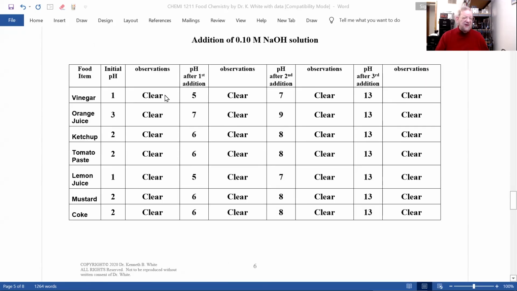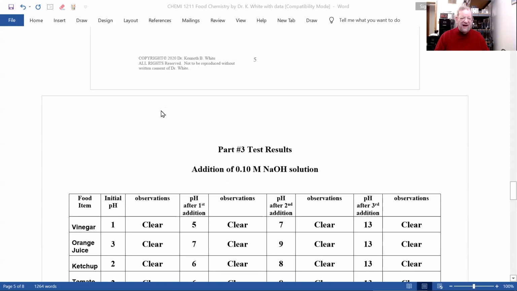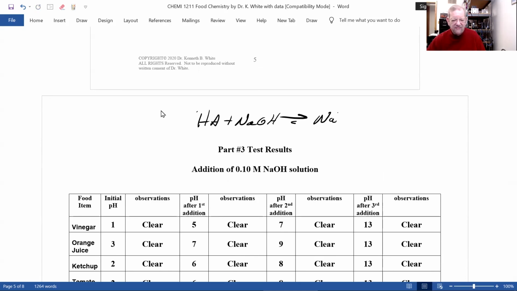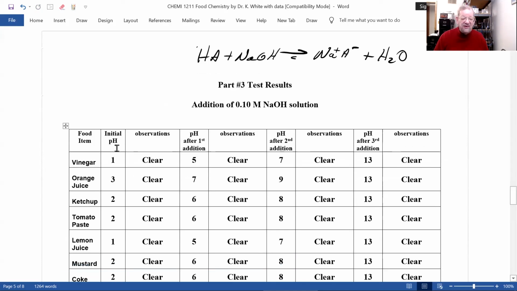Here's the data. Notice it stays clear because you're not making any gas. I should point out right here the general reaction you're doing, and it's an equilibrium, but it's mostly to the right. You make a salt plus water. No CO2 is formed here. And you measure the different pHs, which I show you.